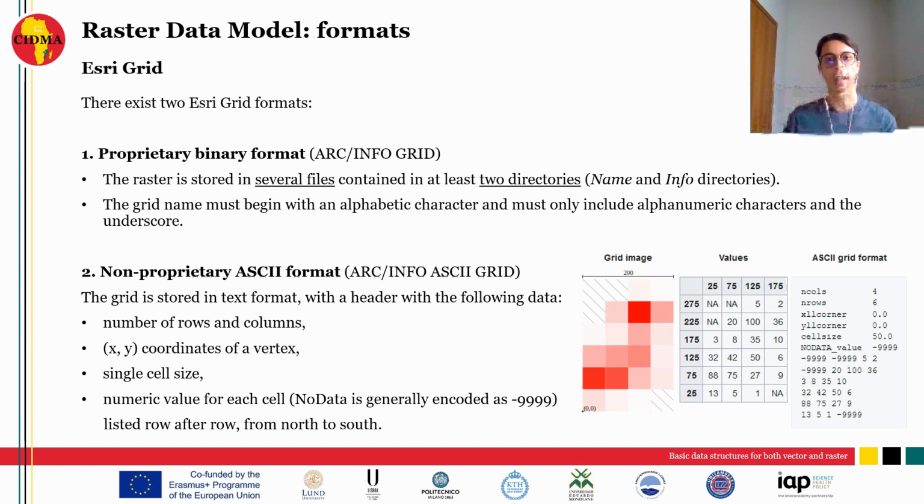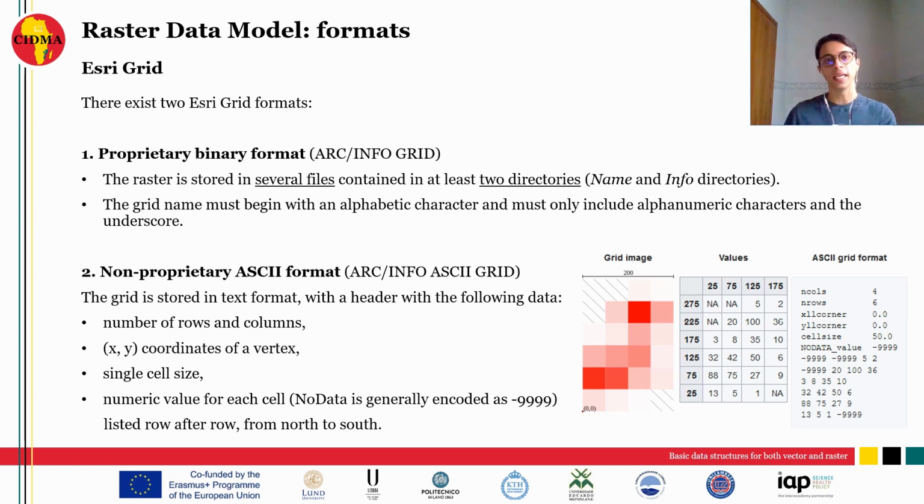In this case, the grid name must satisfy some conditions. In particular, the grid name must begin with an alphabetic character, and it can only include alphabetic and numeric characters, as well as the underscore. The second format is a non-proprietary ASCII format that is known also as ArcInfo ASCII grid.